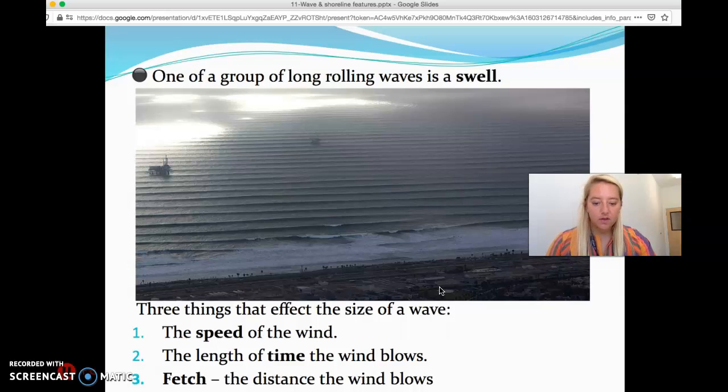There are three things that affect the size of the wave: how fast the wind is moving, so the speed of the wind, how long of time the wind blows, and what we call a fetch, which is the distance the wind blows. All of those three things will either create smaller or larger waves depending on how we are changing those. So if the wind is going more quickly, we're going to see larger waves. If it's wind blowing for a longer amount of time, we'll see larger waves. And the further it blows, the longer the waves we are going to have.